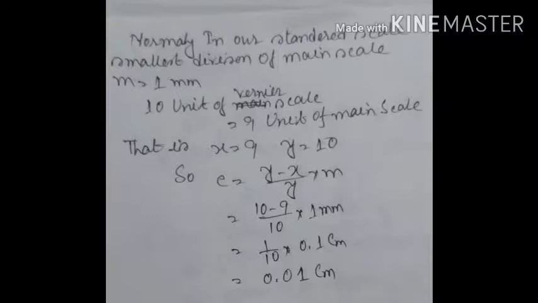Normally we use the standard Vernier scale. In our standard scale, the smallest division of main scale is equal to 1 millimeter. This is the type of scale we have used so far. If we align Vernier 0 with main scale 0, then 10 units of Vernier scale are equal to 9 units of main scale. That is, according to our formula, x is equal to 9 and y is equal to 10. So C is equal to (10 minus 9) by 10 into 1 millimeter. If we calculate, we will find 0.01 centimeter.